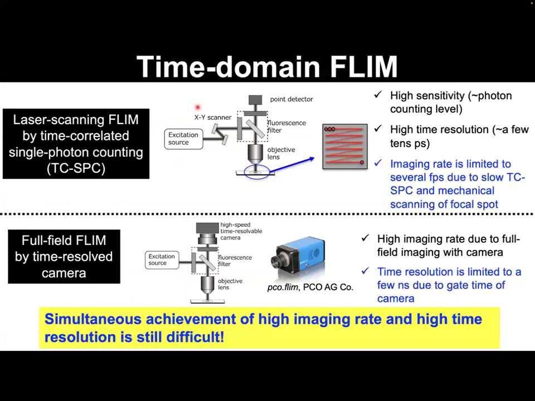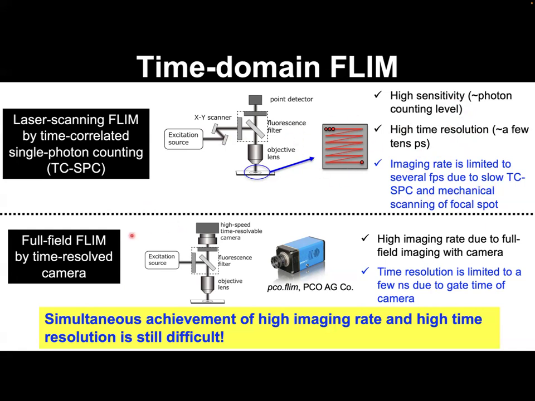The straightforward FLIM is time-domain FLIM using a pulsed light. Time-domain FLIM can be classified into two approaches. One is laser scanning FLIM by time-correlated single photon counting, or TCSPC. It has high sensitivity at the photon counting level and high time resolution of a few tens of picoseconds. However, the imaging rate is limited to several FPS due to the slow TCSPC and the mechanical scanning of the focal spot.